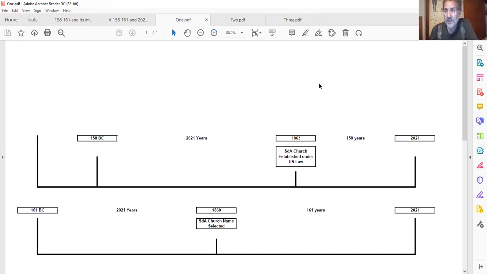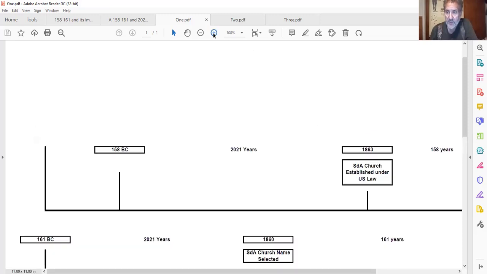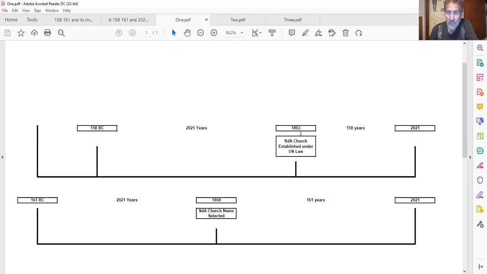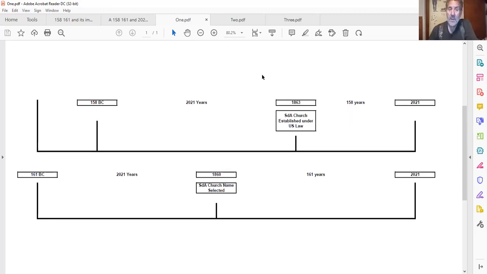Now, this again goes back to what Stephen had been presenting, and hopefully we can all see this on the screen. Here we have the 158 BC. We come down to 1863. Seventh-day Adventist Church is established under United States law in 1863. And 158 years later brings us to 2021. Again, 161 BC, 2021 years brings us to 1860, where the Seventh-day Adventist Church name is selected. And 161 years later brings us again to 2021.